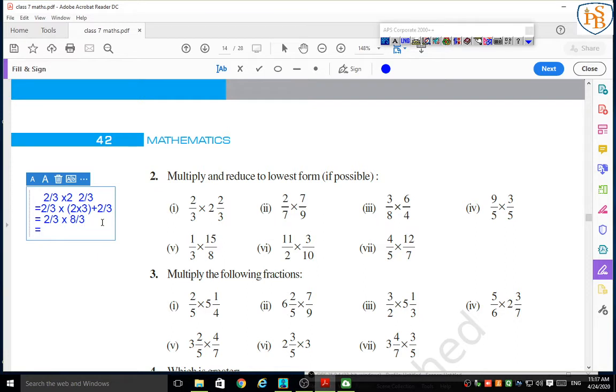Now how can we multiply that? We have to multiply the numerators separately and the denominators separately. So we have to write here 2 into 8 upon 3 into 3. So my answer will be 2 8s are 16 upon 3 3s are 9. Okay.